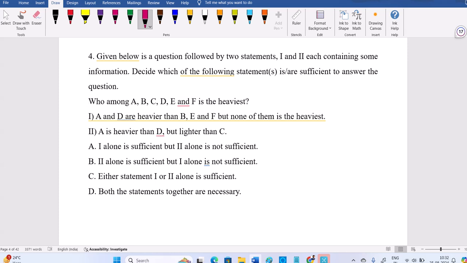Who among A, B, C, D, E, and F is the heaviest? Statement 1: A and D are heavier than B, E and F, but none of them is heaviest. Statement 2: A is heavier than D, but lighter than C. So one alone, our process is one alone. We have to try. Two alone, we have to try. Not possible, then only together.